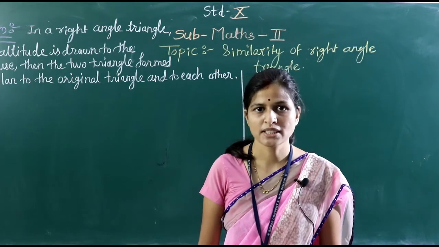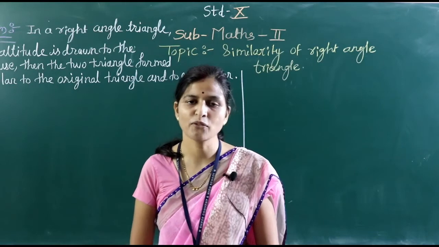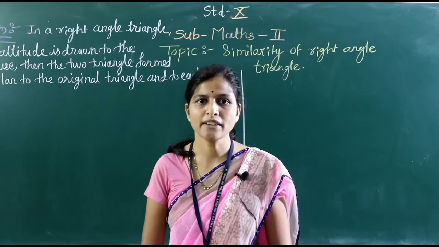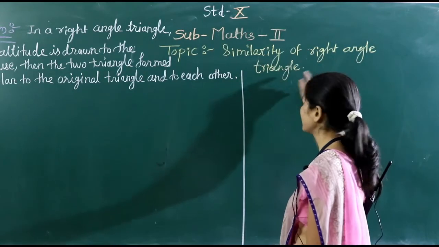Good morning students. We already learned about Pythagoras triplet, the 30-60-90 theorem and the 45-45-90 theorem. Today we are going to learn a new theorem, that is similarity of right angle triangles.